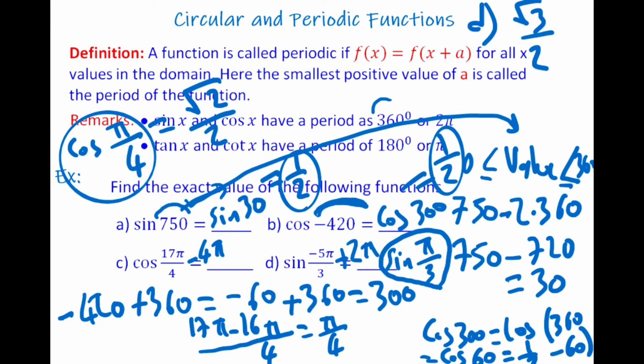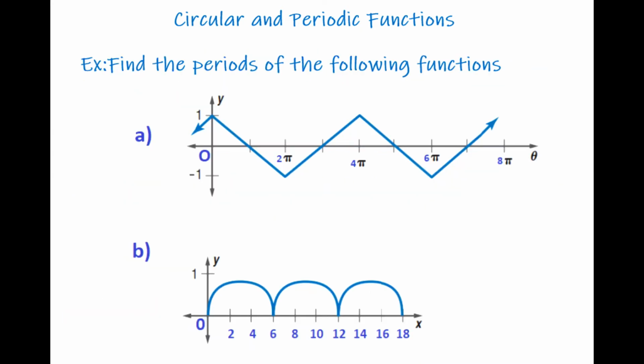So this is basically how we can evaluate the exact value of given functions. And this is our last question, guys, in this video. And in the question it says, find the periods of the following functions. We have 2 functions, A and B. And what we're going to do is we will look at the point by starting from which point the function repeats itself. This is what we're going to find out.